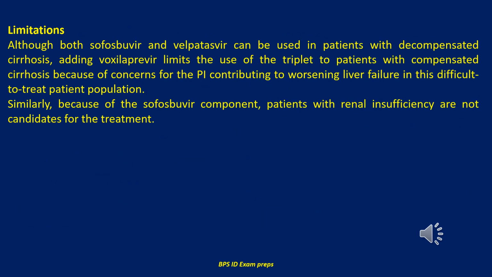Regarding the limitations of this combination, although both sofosbuvir and velpatasvir can be used in patients with decompensated cirrhosis, adding voxilaprevir limits the use of the triplet to patients with compensated cirrhosis because of concerns for the PI contributing to worsening liver failure in this difficult-to-treat patient population. Similarly, because of the sofosbuvir component, patients with renal insufficiency are not candidates for the treatment.